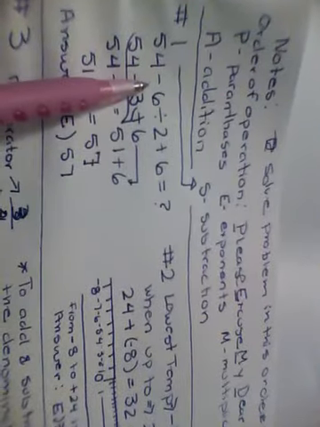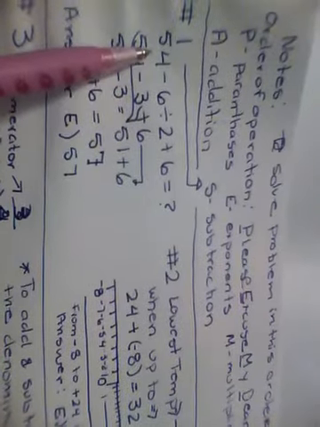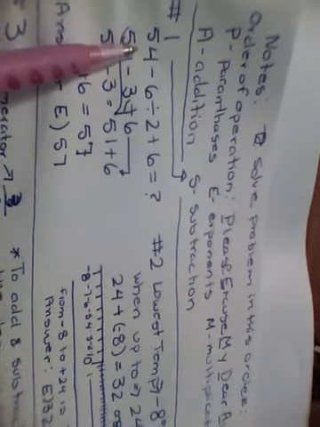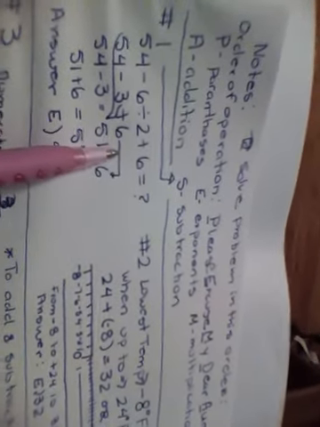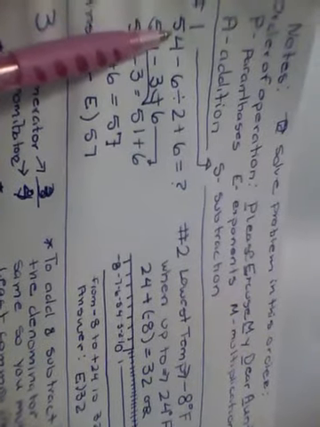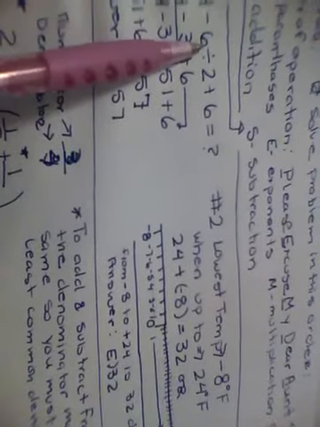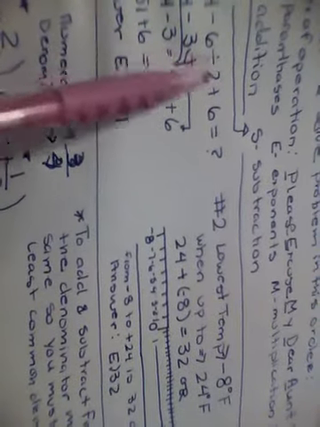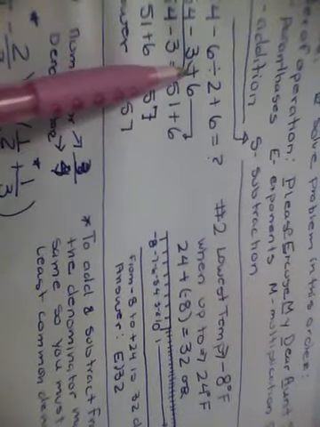So this was the problem: 54 minus 6 divided by 2 plus 6. Here we don't have any parentheses, we don't have any exponents, we don't have any multiplication. What we do have is D, division. So we go left to right. Okay, so this is the division part. So 6 divided by 2 is 3. So then I just rewrite it, 54 minus 3 plus 6.